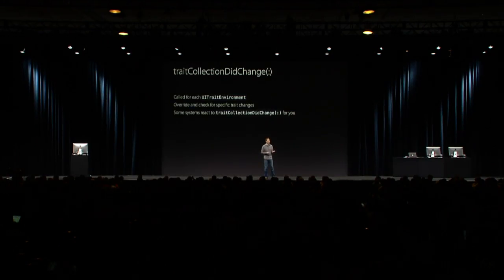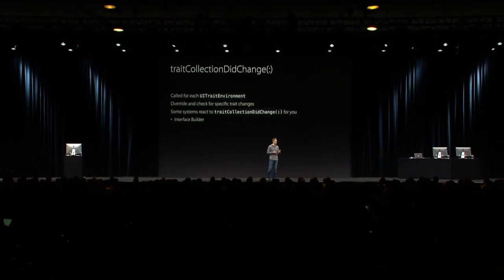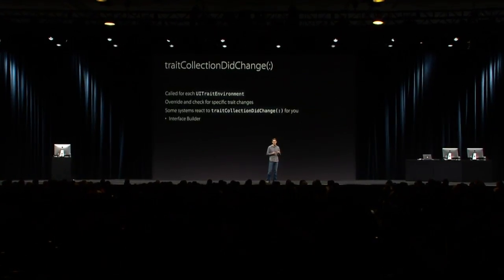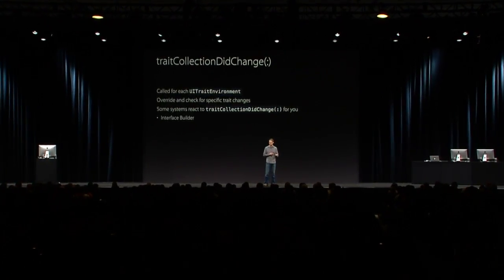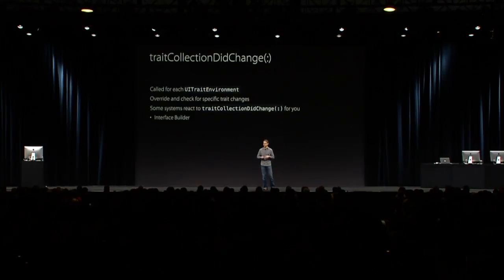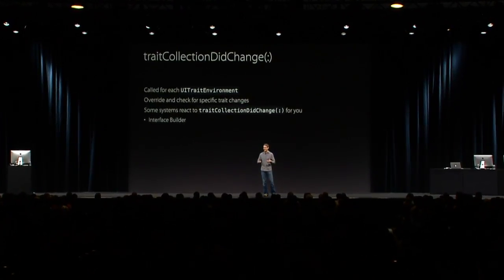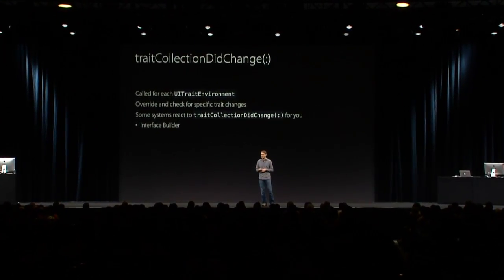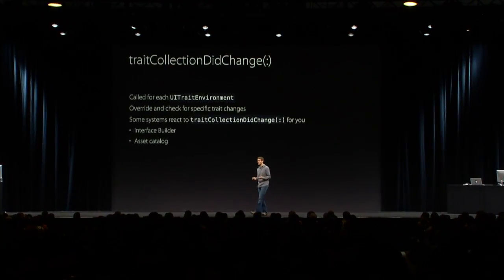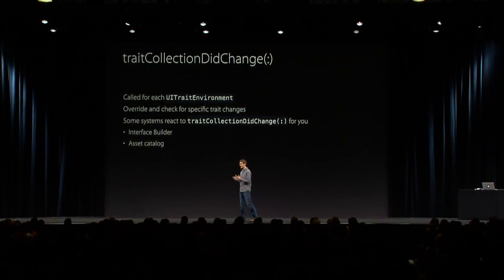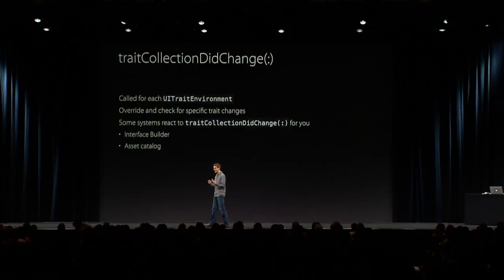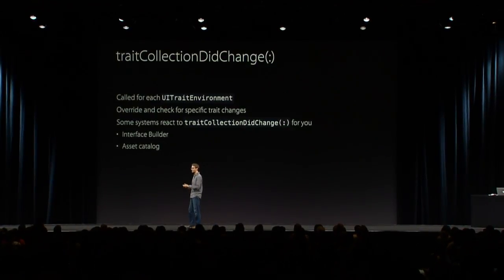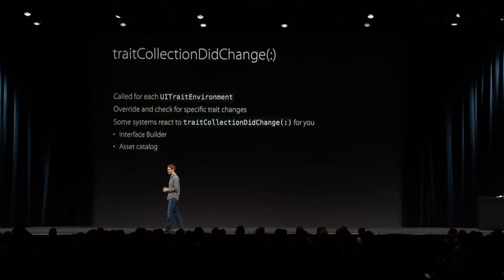So that's why there's a number of systems that will react to trait collection did change for you. For example, one system would be Interface Builder. If you're using Interface Builder to build your interface, and you're using adaptivity and size classes within Interface Builder, the system knows how to automatically apply that as the trait collection changes. Another example would be asset catalogs. You can specify images for different gamuts, for different size classes, different scale factors, and those will automatically be applied, again, in trait collection did change.